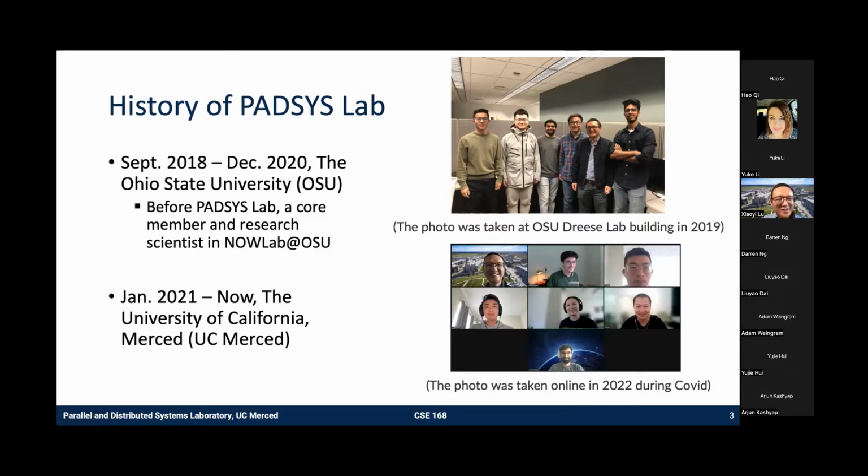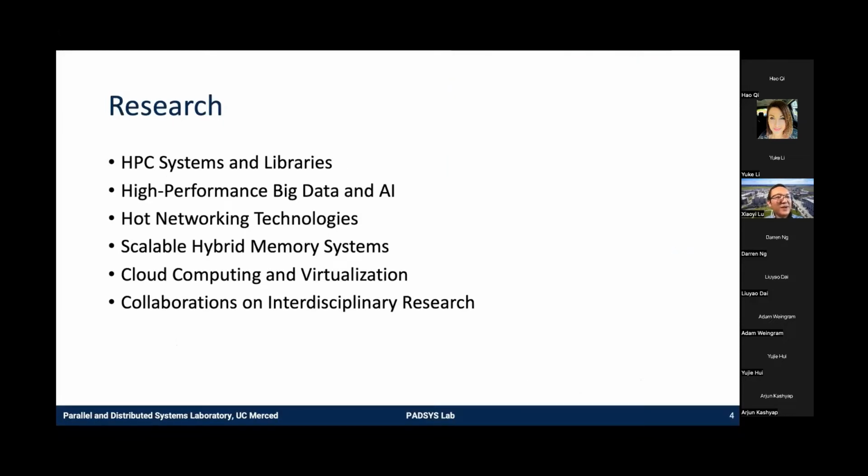Okay. So I think to the audience, based on their introduction, I believe you know what kind of background my team has and what kind of research topics we're probably working on currently. So I just give a quick summary over here so that it may be even clearer. Basically in my group, we do HPC-based research. HPC means high performance computing. We do systems level or library level research. And also we do high performance big data and AI.